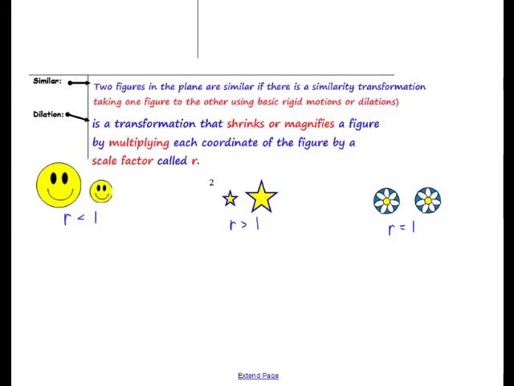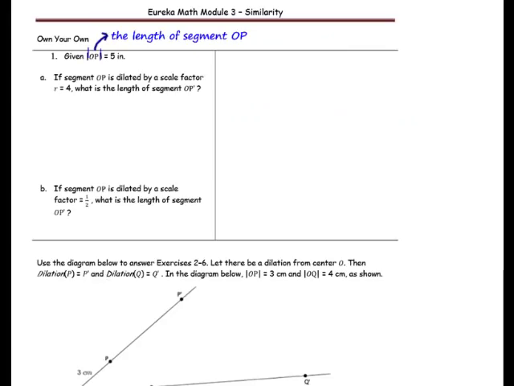And recall that a scale factor is just a ratio comparing the segments from one figure to the corresponding segments in the other figure. Number 1, given OP equals 5, and that means the length of segment OP is 5. If the segment is dilated by a scale factor of r equals 4, what is the length of segment OP prime? So let's take a look at what that might look like. Here is segment OP.